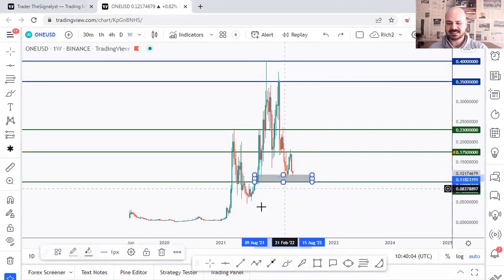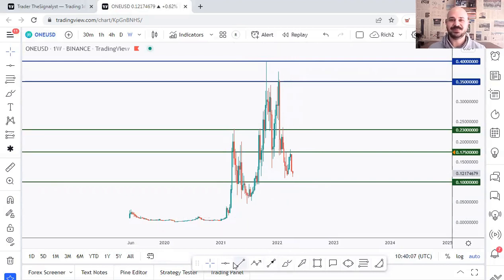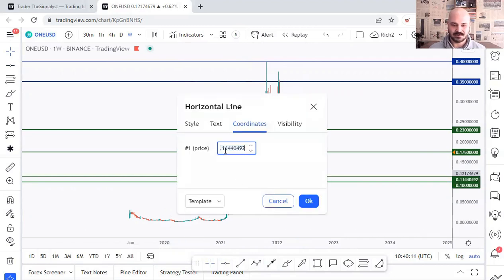Okay, but I will delete this zone to make the chart as clean as possible, but I'll make an offset for it like this and go for 0.115.